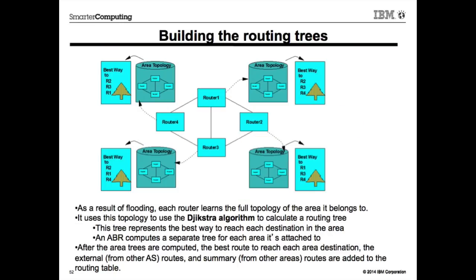All right, the next step, once we've learned topology, is to build routing trees. Once everybody's learned the area topology, they apply an algorithm called the Dijkstra algorithm, which is a tree calculation algorithm that calculates the shortest path to every destination. So the routing tree represents the best way to reach each destination in an area. An area border router, which attaches to more than one area, will compute a separate tree for each area. After the area trees are computed, the best route to reach each destination is added to the routing table, along with external routes, which are from outside OSPF, and summary routes, which are from other areas. That's how the routing table is built with OSPF.